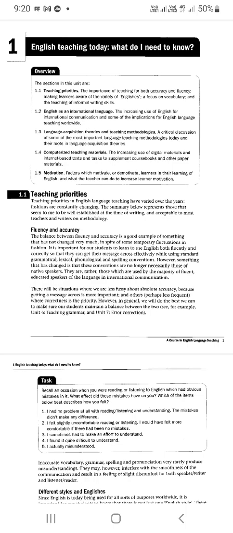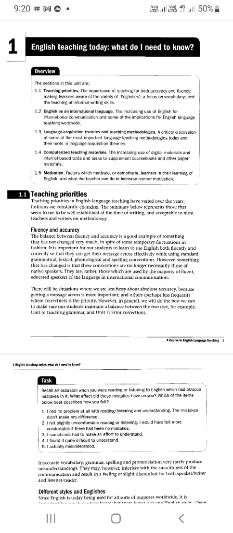Language acquisition theories and teaching methodologies, a critical discussion. Some of the most important language teaching methodologies today and their roots in language acquisition theories. Computerized teaching materials: the increased use of digital materials and internet-based texts and tasks to supplement coursebooks and other paper materials. Motivation: factors which motivate or demotivate learners in their learning of English and what the teacher can do to increase learner motivation.